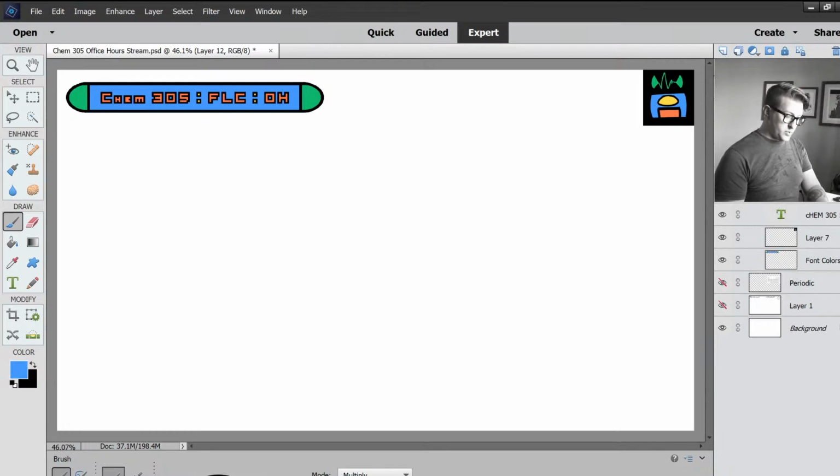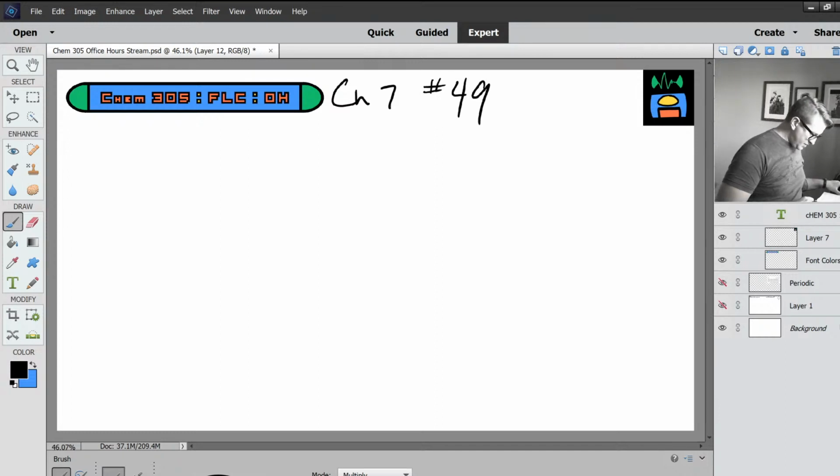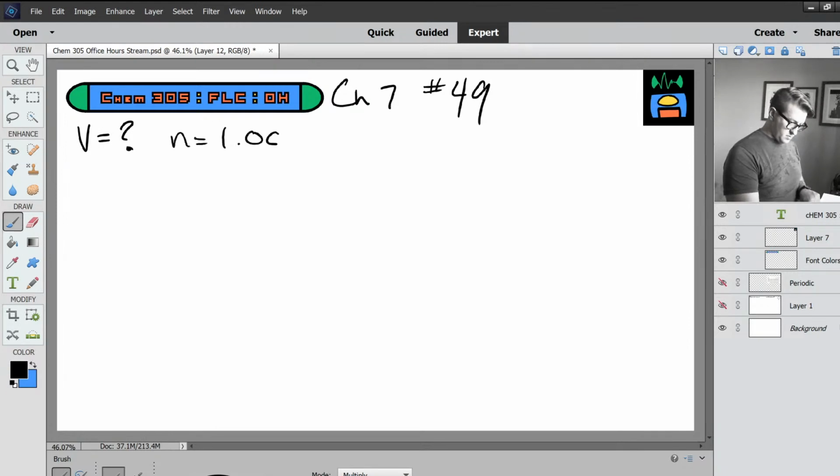Moving on to Chapter 7, 49. Calculate the volume in liters of... Okay, so right out of the gate, we're told to calculate our volume of 1 mole. Oh, sorry, not 1 mole, 0.1 mole.